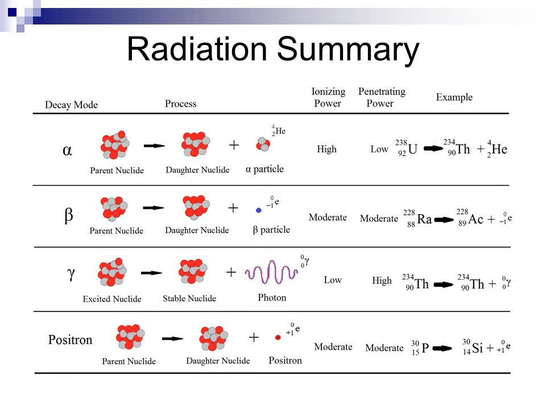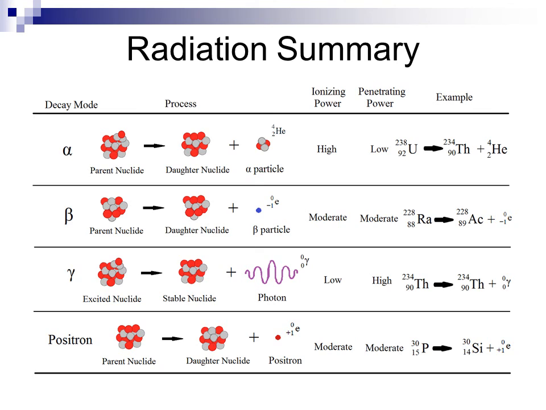So in summary of the radiative processes, we have the alpha particle, which is essentially a helium nucleus being released. It is the highest ionizing but the lowest penetrating power. The beta emission is the conversion of a neutron to a proton, releasing essentially an electron. It has moderate ionizing and moderate penetrating power.